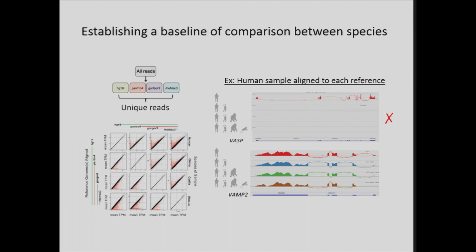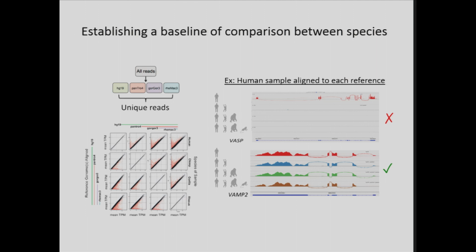Conversely, if we have this other gene, VAMP2, that aligns well to every species no matter what we do to it, that means that we trust when we see lower expression that that's really lower expression, and it's not due to the alignment bias of the gene. So we'll use that one.